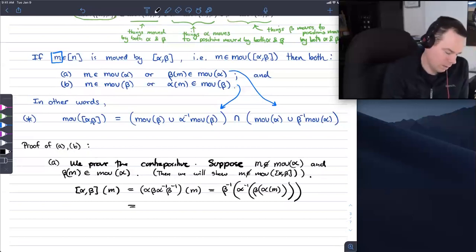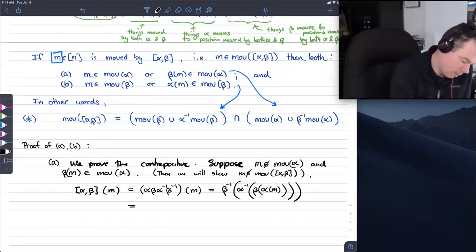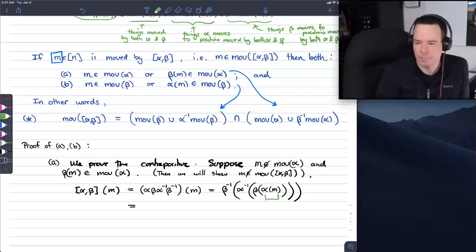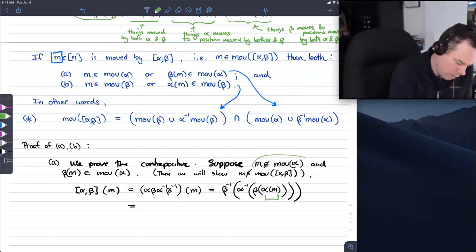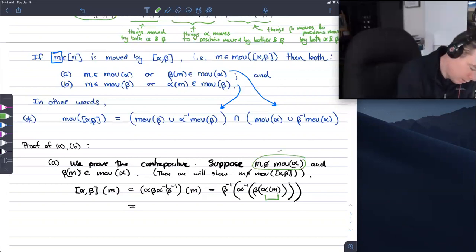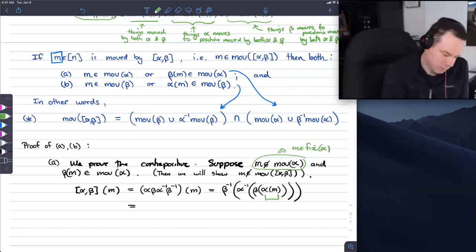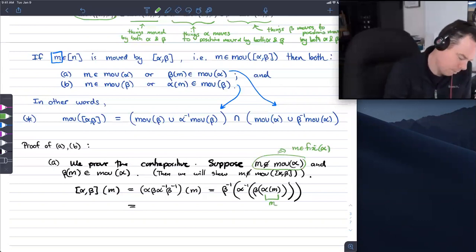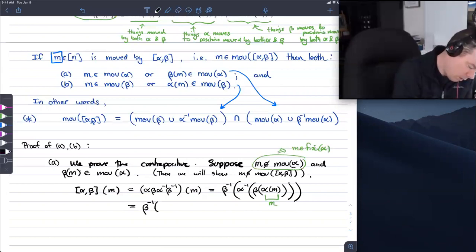And what do we have here? Well, alpha of M. That's the first thing we're going to do to M. We're going to take alpha of it. But we note that M is not moved by alpha. In other words, M is in the fixed set of alpha. So alpha doesn't move it at all. So that means that this is equal to M. And so we've got beta inverse, alpha inverse, beta of M.